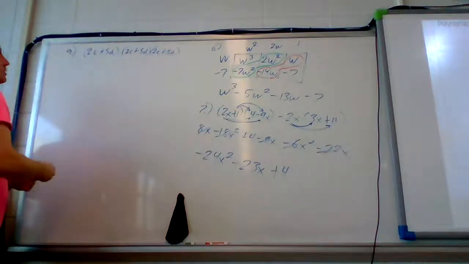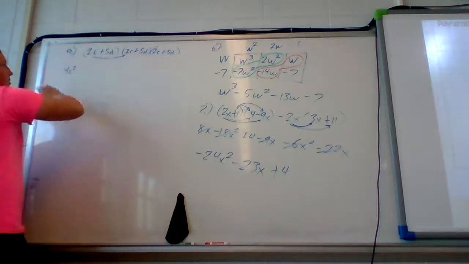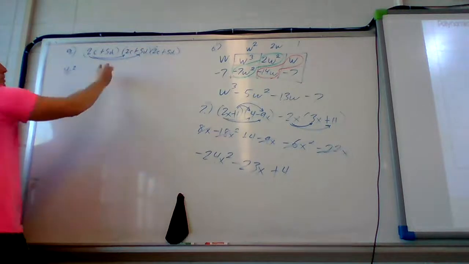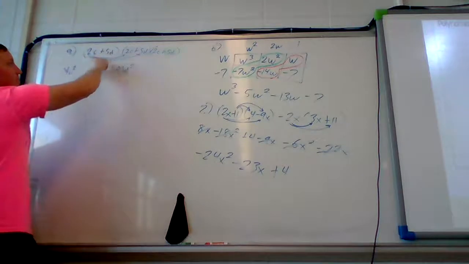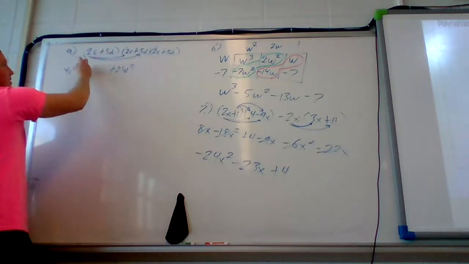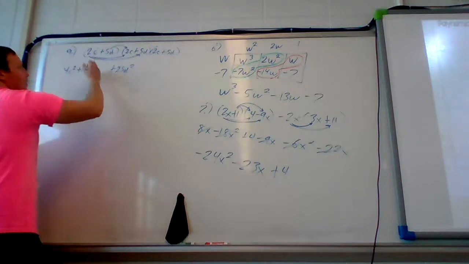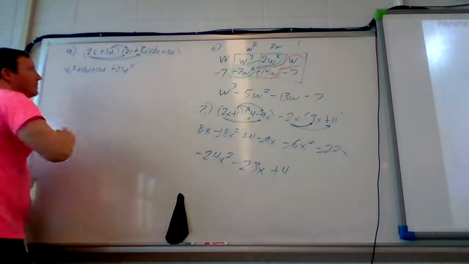4c squared plus 25d squared. We're leaving out some middle parts. So we also have to do that 2c times 5d, which is going to give us a 10cd. We have to FOIL it. Plus another 10cd, then that 25d squared.